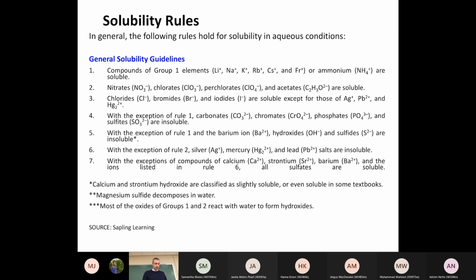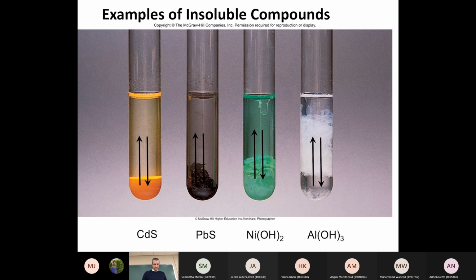All right, so you remember these solubility rules. I'm not testing you on these solubility rules, you're aware of them. All of these ones that are insoluble that you would determine from this table are actually sparingly soluble. So they're only soluble to a very small extent. Here are some examples: cadmium sulfide, lead sulfide, nickel hydroxide, aluminum hydroxide. So these are technically insoluble, but that does not mean there's zero concentration of ions in these cases.